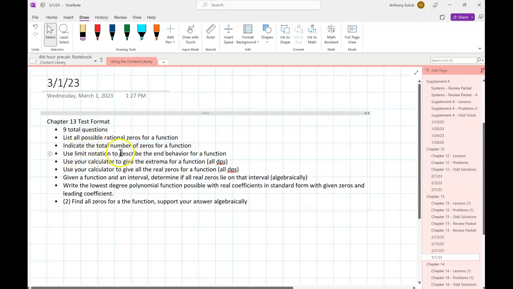You'll have to be able to use limit notation to describe the end behavior for a function. So again, if you don't remember how to formulate your limit notation for an end behavior, put it on your note sheet, right? So if my function is f of x and the arrow on the right is pointing down, how do I write that end behavior using a limit? If the arrow on the right is pointing down, how do we write that?